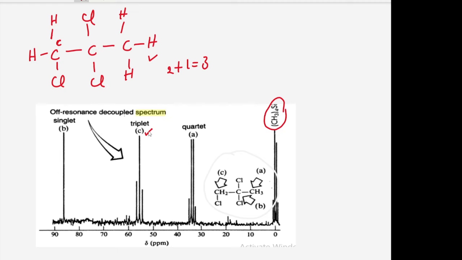So let's go to this carbon. This carbon is attached to 2 chlorines. There is also a proton on the neighboring carbon, but we will not count that proton; we will only count protons that are directly attached to the carbon. There is no proton directly attached to this carbon, so what will happen? It will give us a singlet. So this is the B type of carbon, and it will give us a singlet. The other one will give us a triplet.